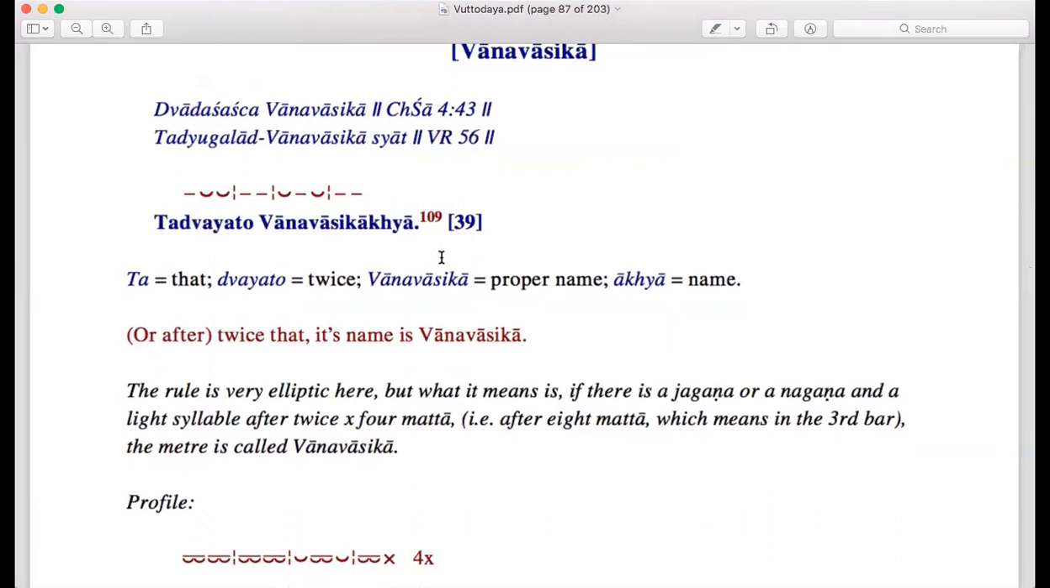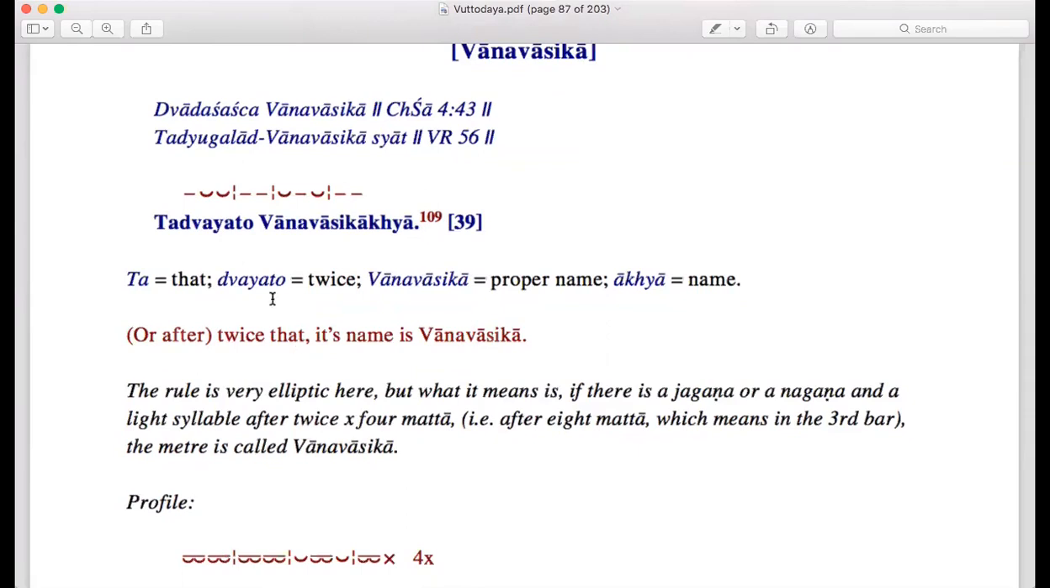Tadvayato Vanavasikakhya. After twice that, its name is Vanavasika. This verse is named as Vanavasika. When is that named as Vanavasika?